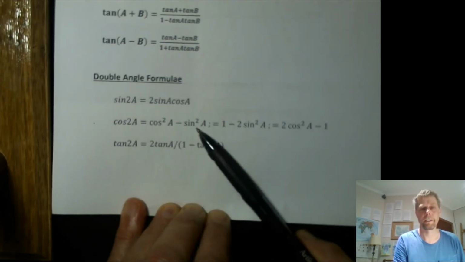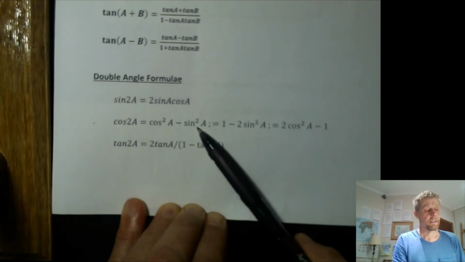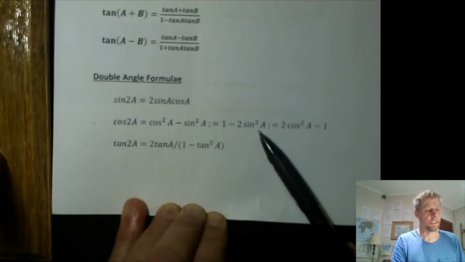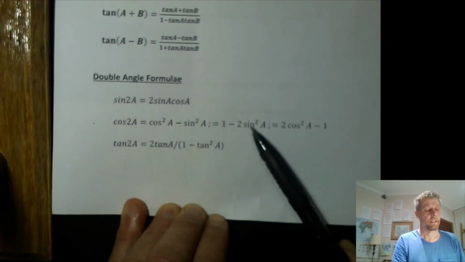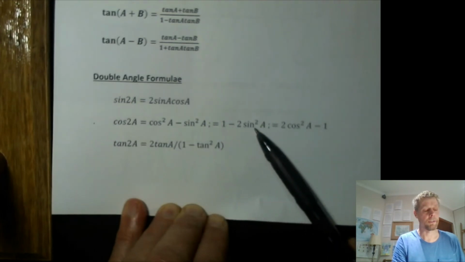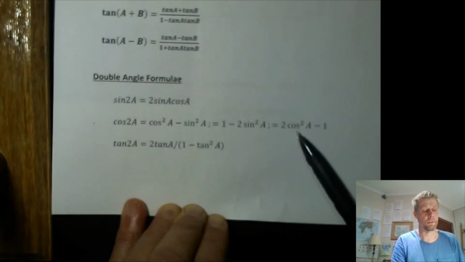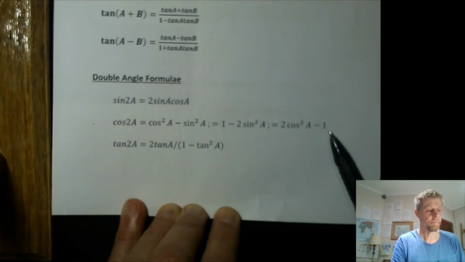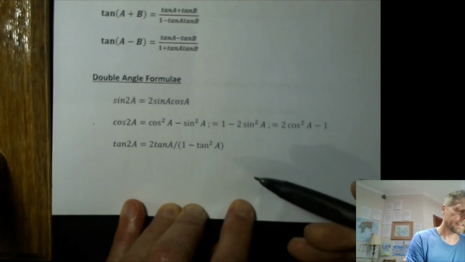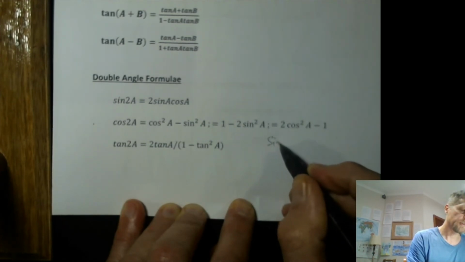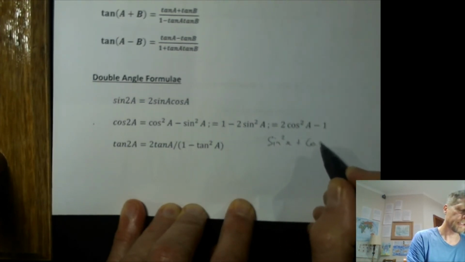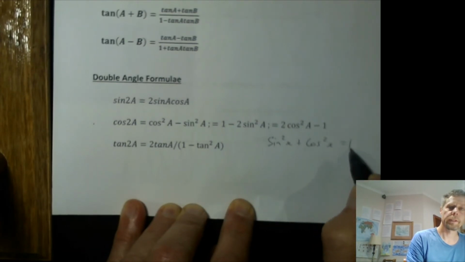Just put them in the formula and play around with them, and you'll see how quickly they reduce to these expressions. And because cos squared a minus sine squared a equals 1 minus 2 sine squared a, we've applied our rule of cos squared plus sine squared equals 1. So we have that cos 2a equals 1 minus 2 sine squared a, and cos of 2a is also equal to 2 cos squared a minus 1, just by applying our basic rule here of sine squared x plus cos squared x is equal to 1.